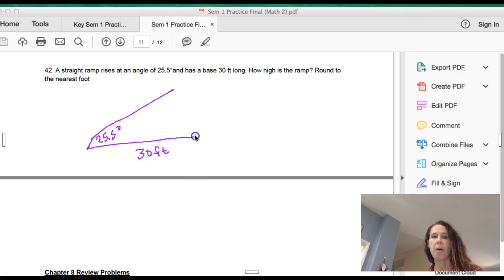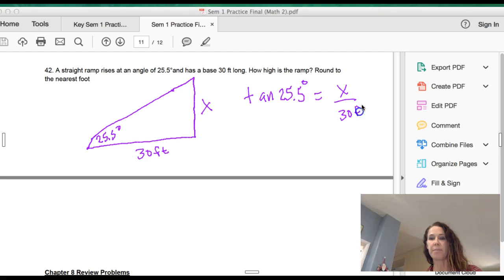So we want to know how high is the ramp from the ground. Basically we're looking for this right here, x. So let's look at what we have. We have an angle and we have the opposite side and the adjacent side. So once again, another tangent. I like tangents apparently. You could have a sine or a cosine. So we're going to do the tangent of 25.5 as the opposite over the adjacent, equals x over 30 feet.